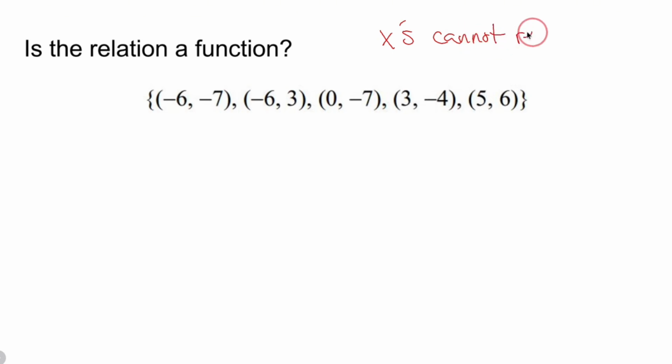So you're going to look at these five points. You're an x value, you're an x value, you're an x value, you're an x value, and you're an x value. If at any point the x values are the same, in this case, -6 and -6 are both x values that are the same, then you do not have a function.